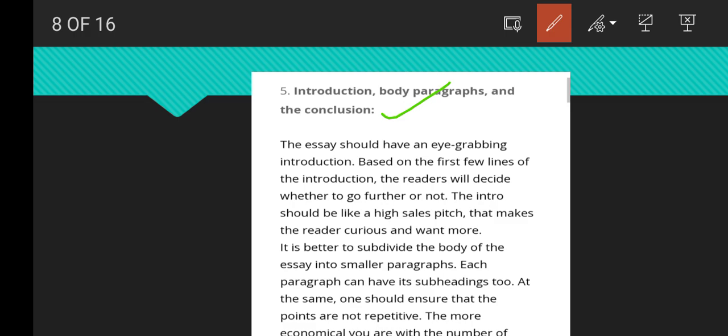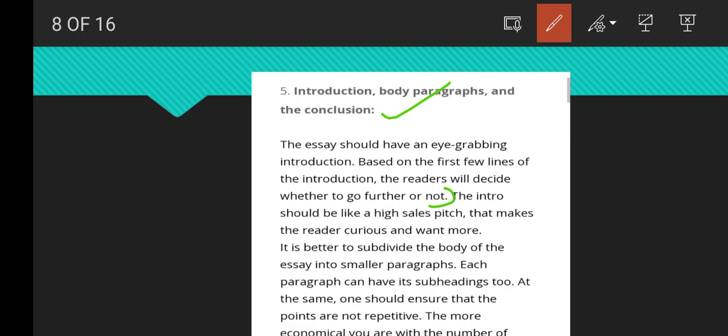The essay should have an eye-grabbing introduction. Based on the first few lines of the introduction, the reader will decide whether to go further or not. A very important part is given here. Always start an introduction in a very attractive way, so that the reader does not get bored and stop reading further. Write the kind of introduction that makes the reader enthusiastic to read your composition. The intro should be like a high-scale pitch that makes the reader curious and want more.